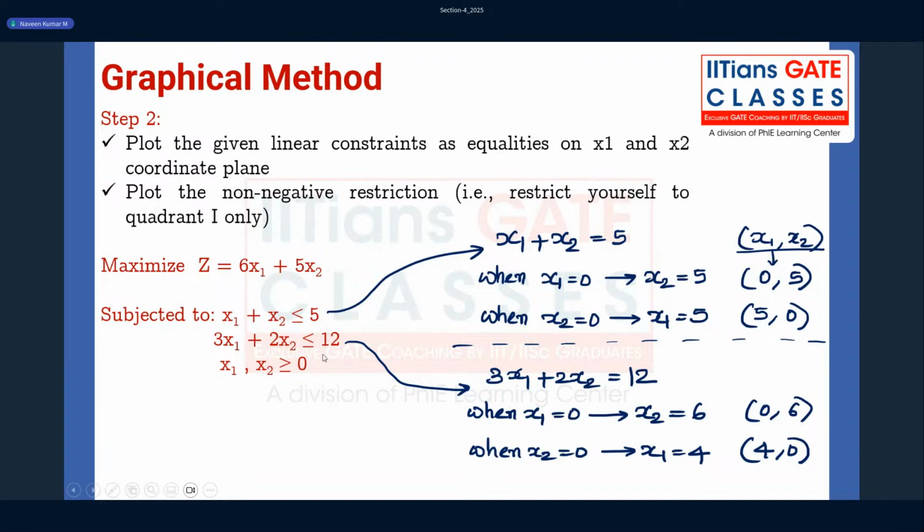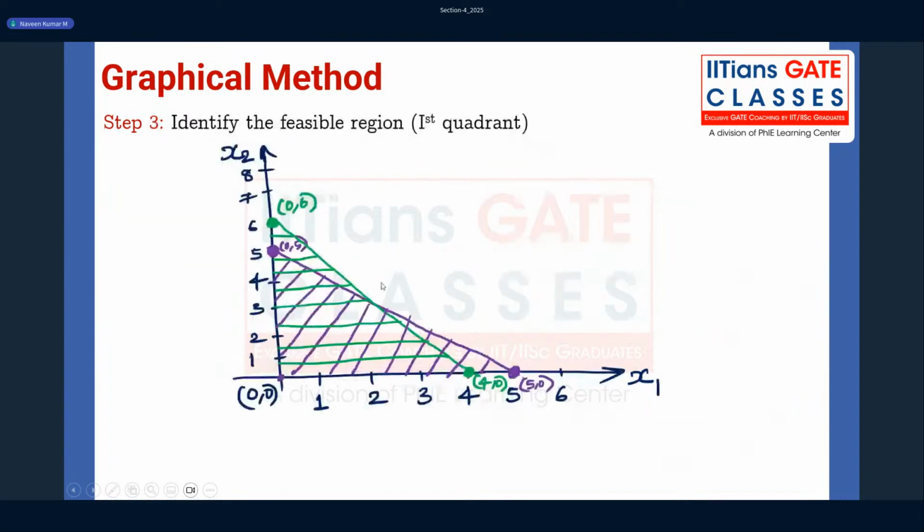Now, we have both constraints. So both constraints have to be maintained for solving this problem. So I will take the common region for both of them. What is the common region for both of them? The common shaded region is this. There's a point there, the intersection point of both lines.